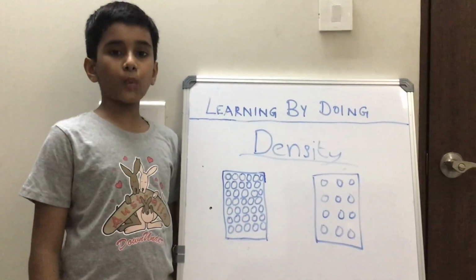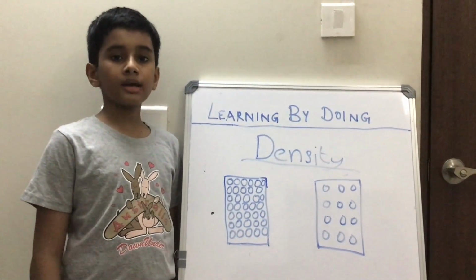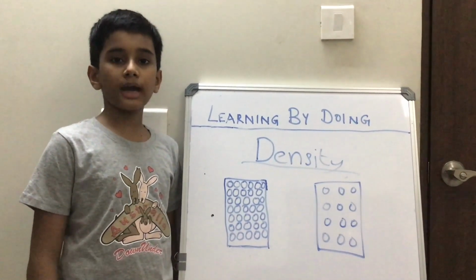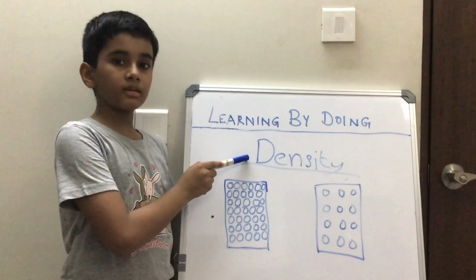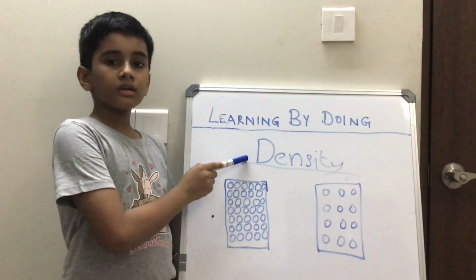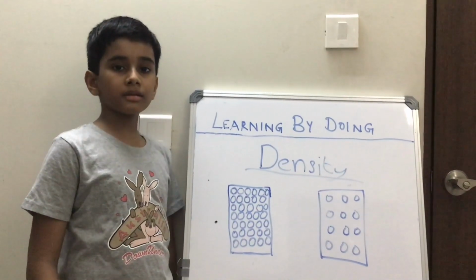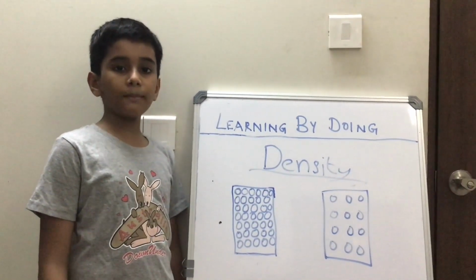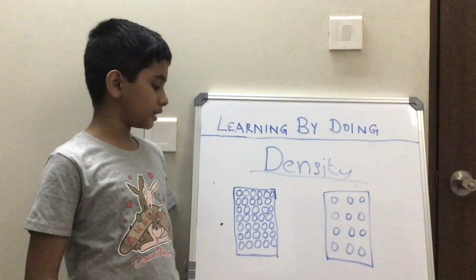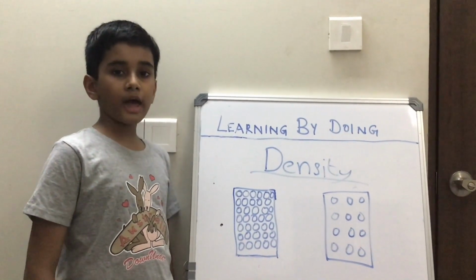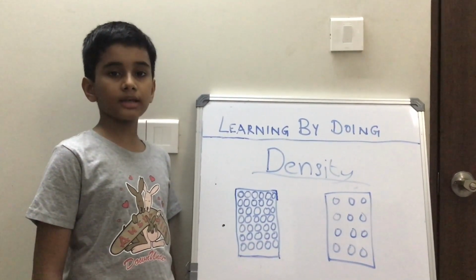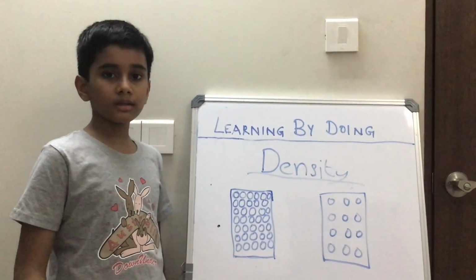If you want to know why some things sank and some things floated, then this is the answer. Density. Density is mass per unit volume. In simple terms, it's basically how tightly molecules are packed. And molecules are like the tiniest particles in a substance.